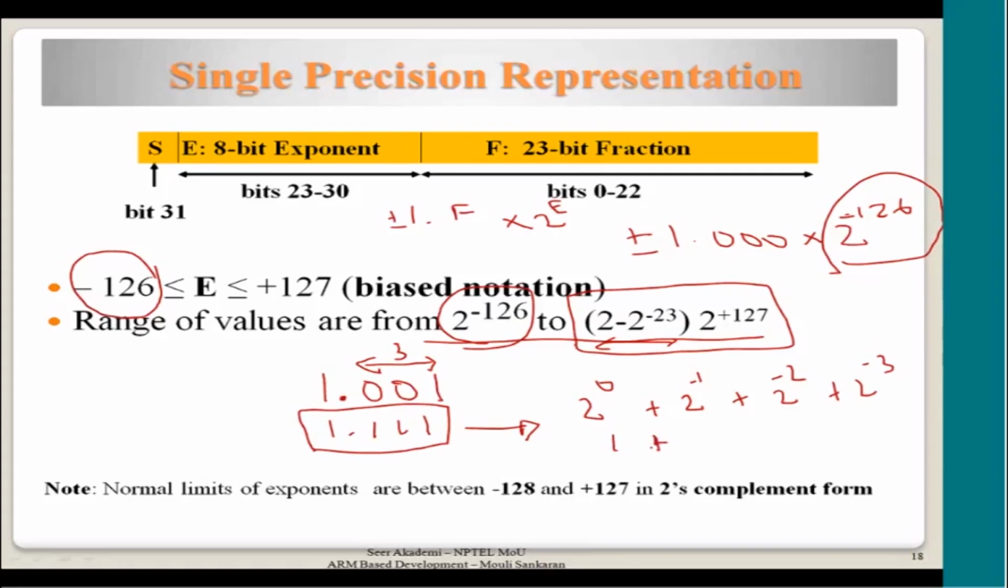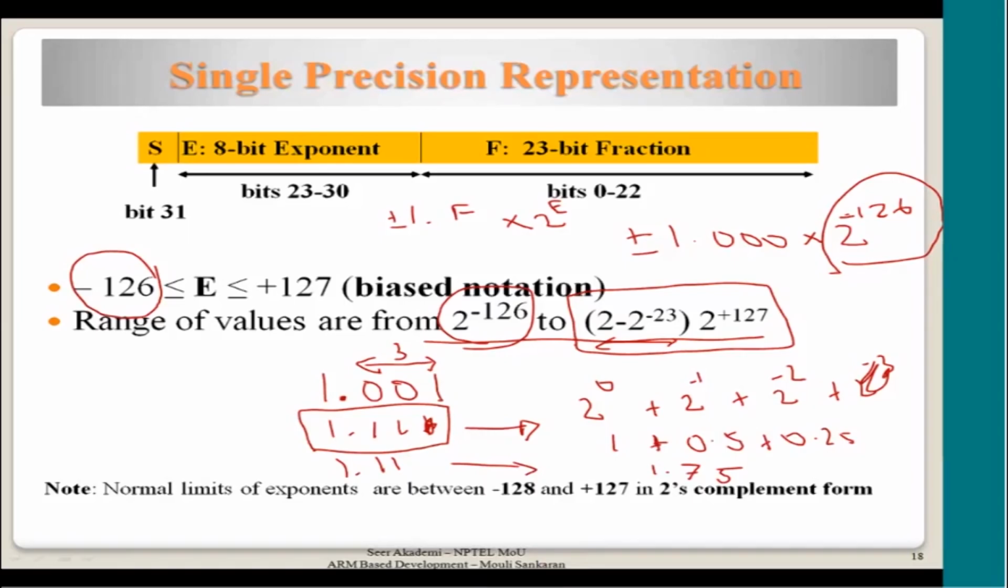What does it correspond to? 1 plus 0.5 plus 0.25. So for simplicity, let me remove this also, just 1.11. Now what does it correspond to? That's all. This corresponds to 1.75. You agree? 1 plus 0.5 plus 0.25 is 1.75.